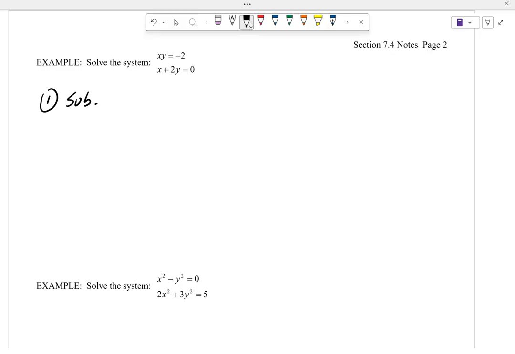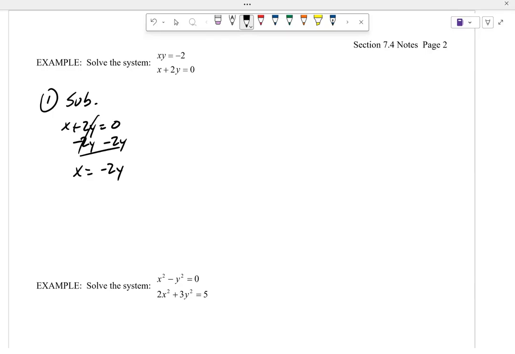Which one am I going to pick? Am I going to pick the top one, xy equals negative 2, or am I going to pick x plus 2y equals 0? I'm going to pick that x plus 2y equals 0 because I think that x is really easy to solve for. I don't have any fractions or anything. Whereas if I solve for the x on top, I'd have negative 2 over y. I don't really want to deal with that.